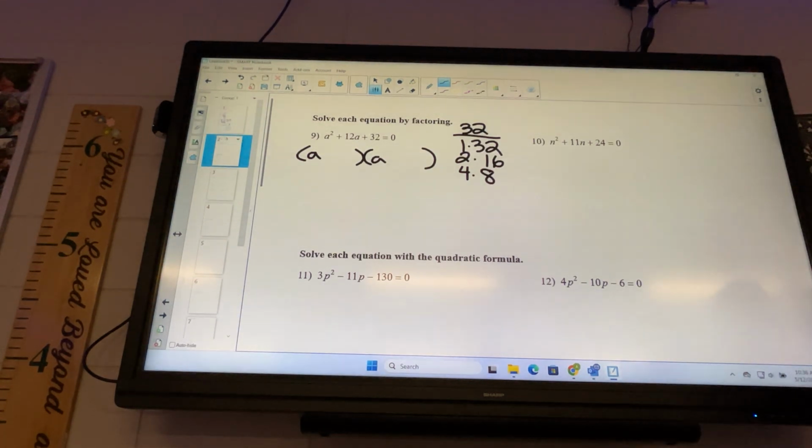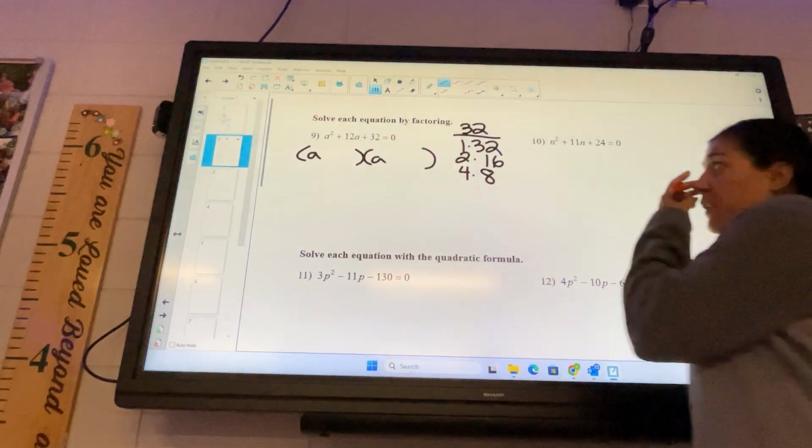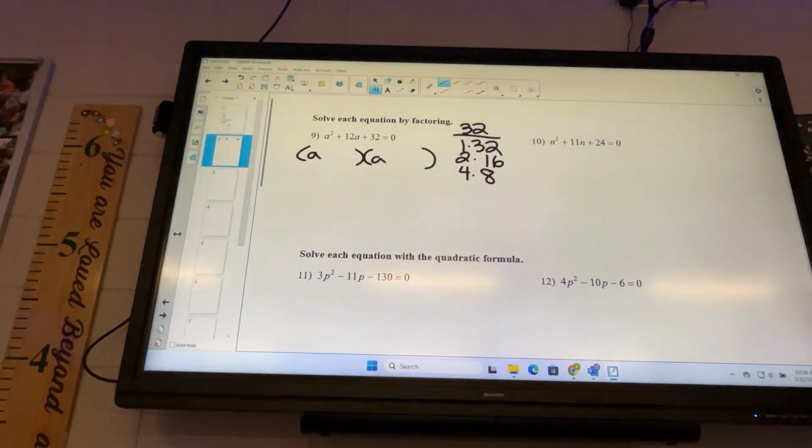Okay, 5. No. 6. No. 7 and 8's on the list. Okay? So of these, I need something to add or subtract to give me what? 12. Okay, what could give me a 12? 4 and 8.